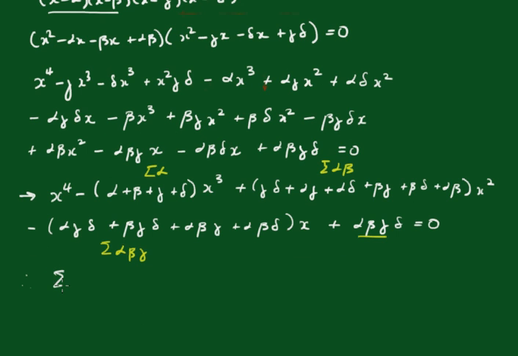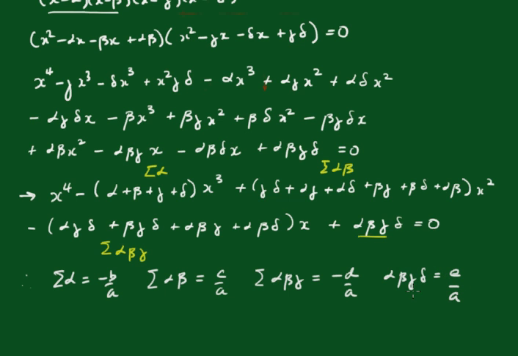sigma alpha is equal to minus b on a. We can see that sigma alpha beta is equal to c on a. We can see that sigma alpha beta gamma is equal to minus d on a. And we see that alpha beta gamma delta is equal to e on a. So we can see how the signs are alternating minus, plus, minus, plus. So just watch the signs.